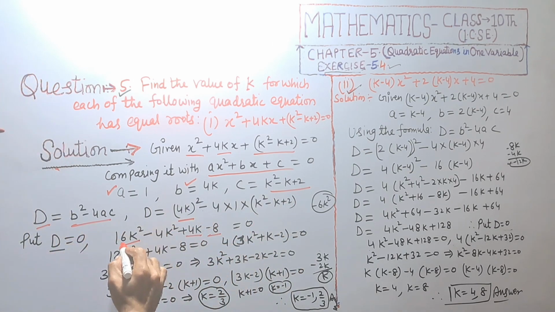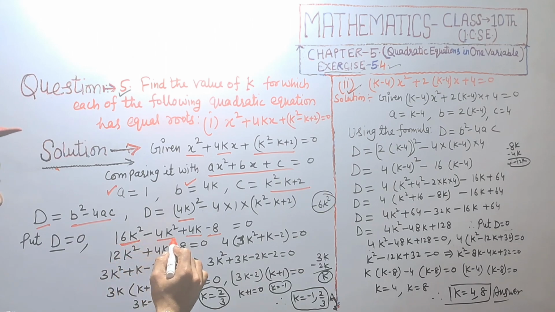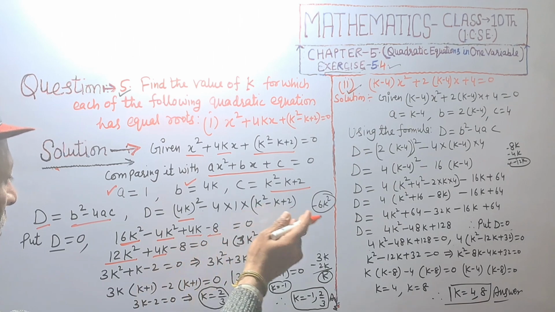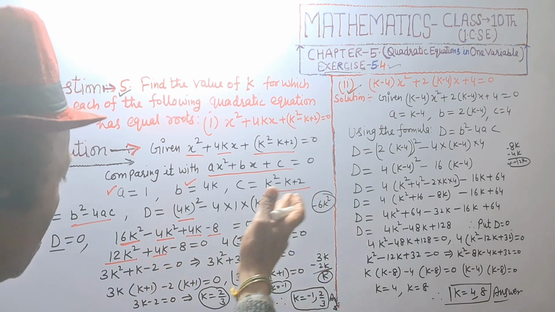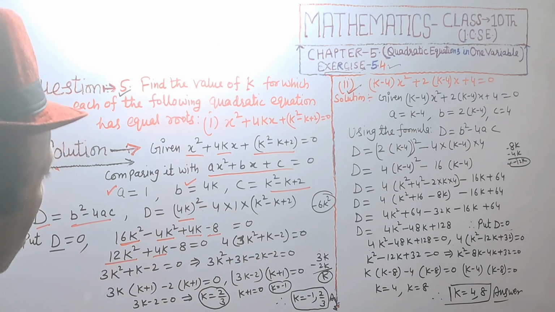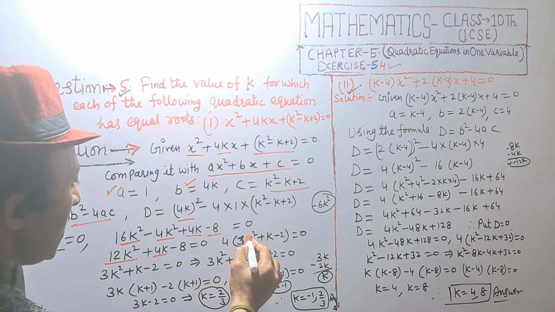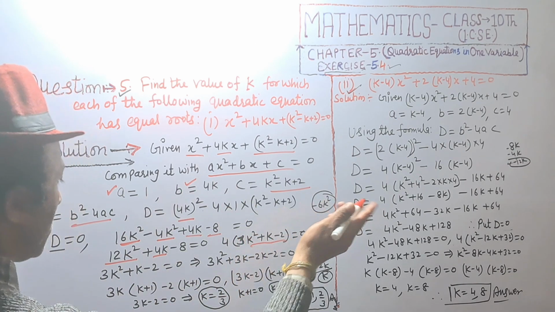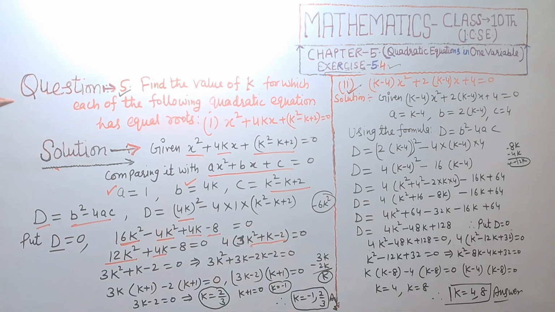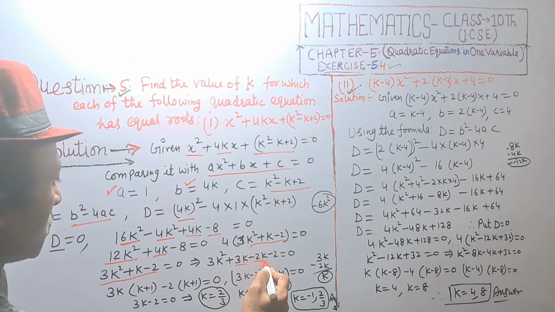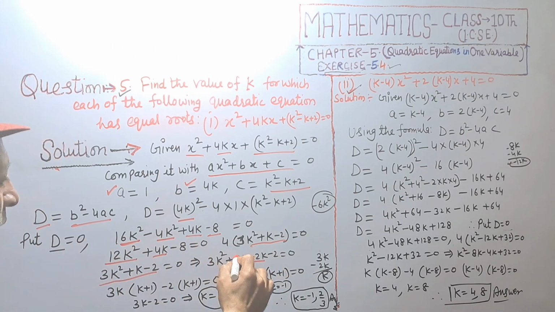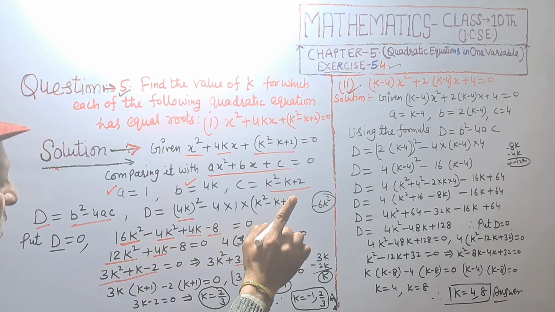It's a quadratic equation. 16k square minus 4k square equal to 12k square plus 4k minus 8 equal to 0. In this quadratic equation, we are taking common 4, and in the bracket 3k square plus k minus 2 equal to 0. And we are splitting this quadratic equation by splitting the middle term. The sum of two numbers is 3k minus 2k, that is equal to k, and their product will be minus 6k square.